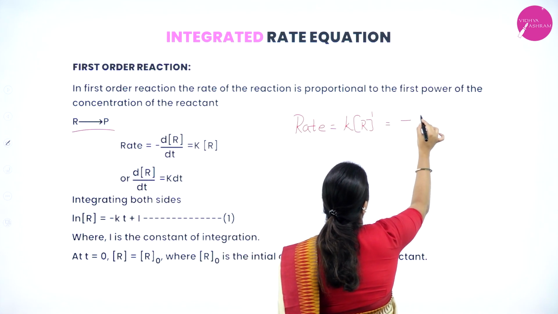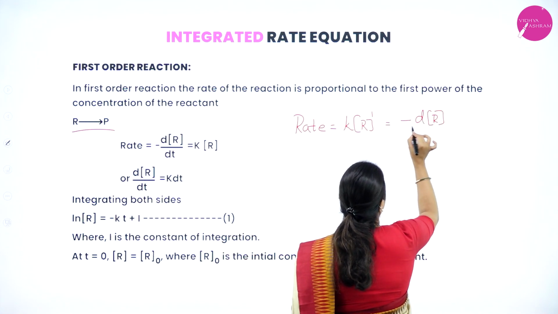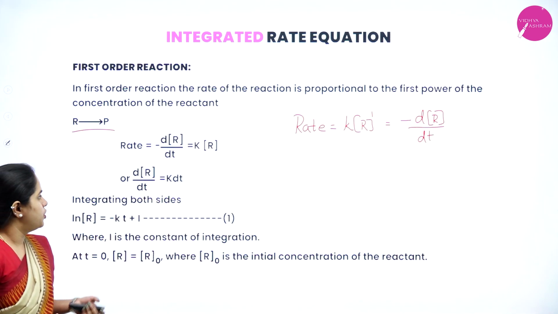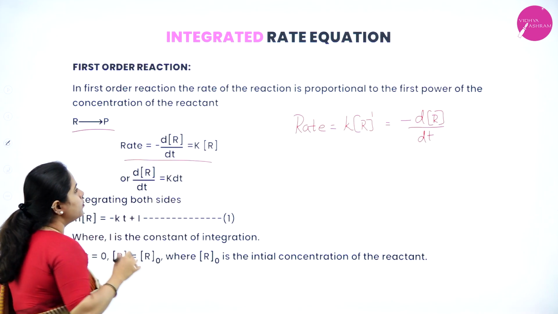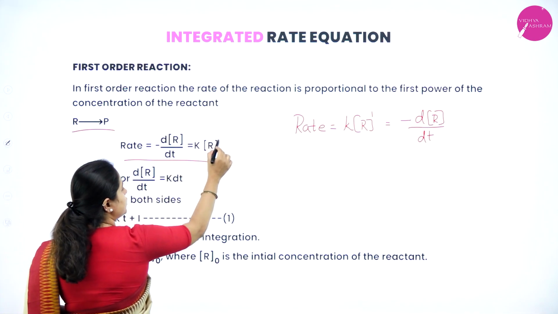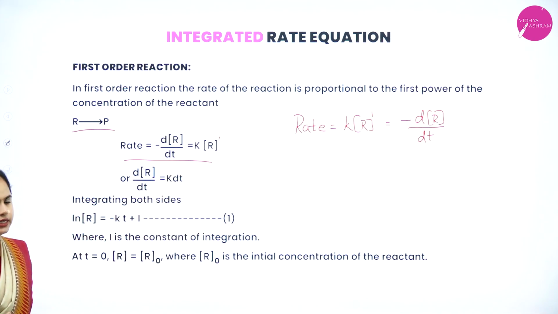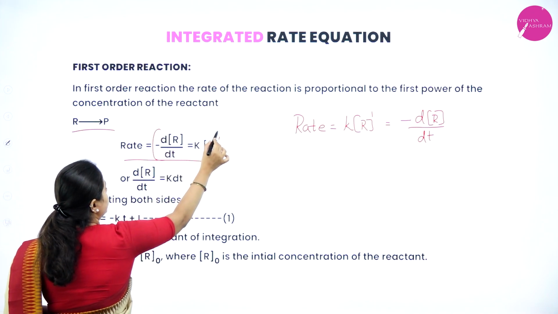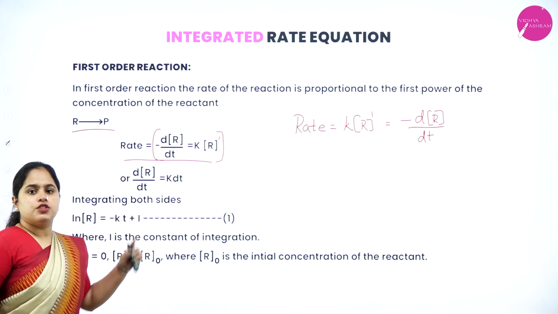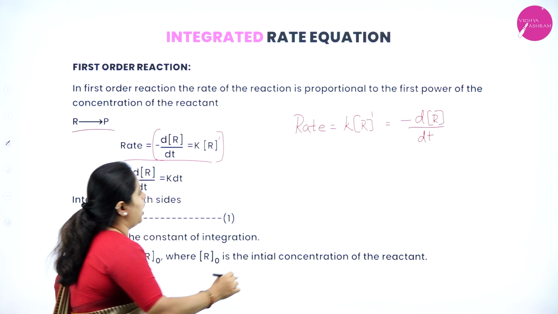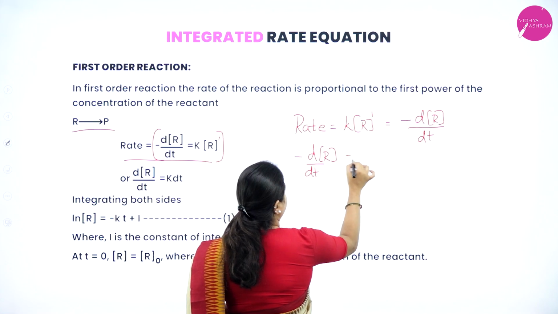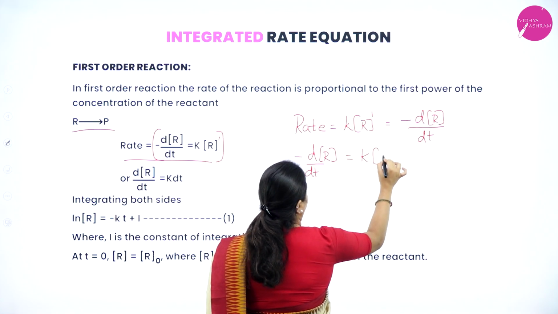Which is equal to minus dR by dt. Again, rate can be written in this form as well, that is minus d by dt of R. So that is written over here. Rate is equal to minus dR by dt, which is equal to K into R to the power 1, which is actually equal to K into R, right? Now we are considering only this part, so we can write the equation as minus d by dt of R is equal to K R.